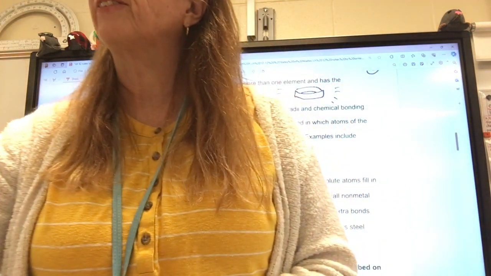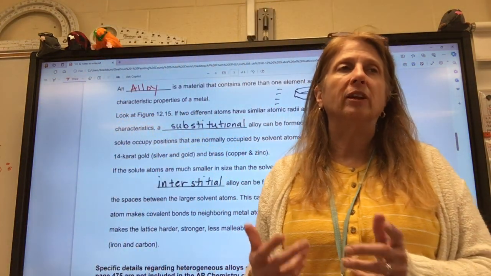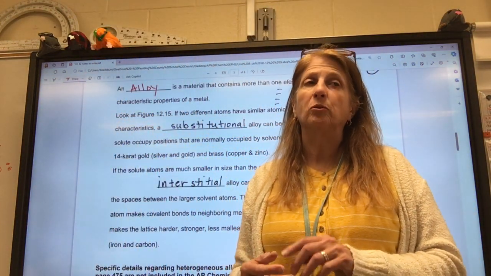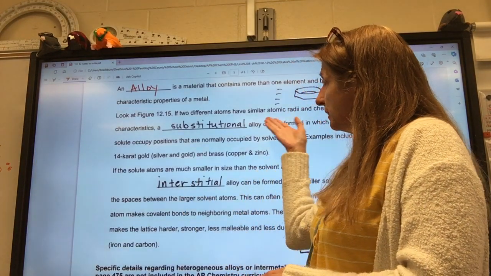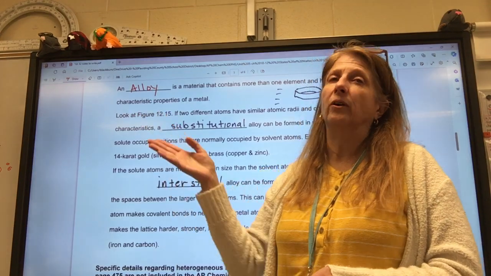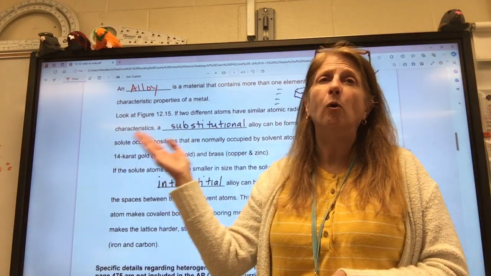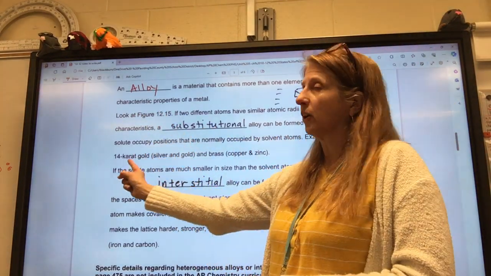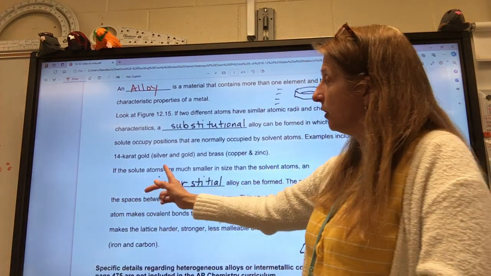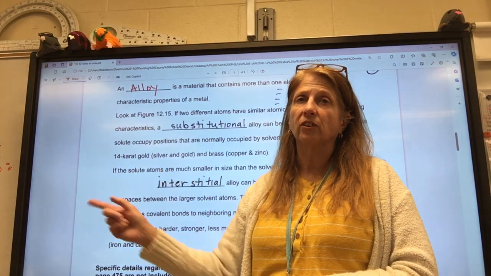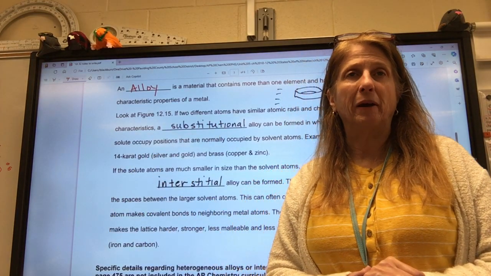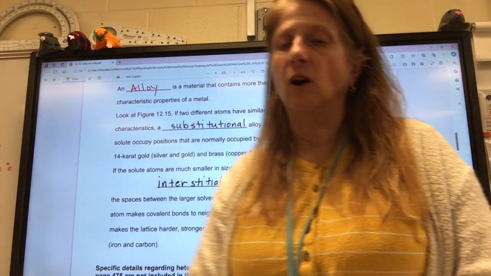But these are both the same. They're both melted metals. So how do you know which one is the solute and the solvent? If it is a substitutional alloy, it's the one that you have more of. So 14 karat gold is more gold than silver. So gold is the solvent, silver is the solute. Everybody follow that? But that's not always the case.